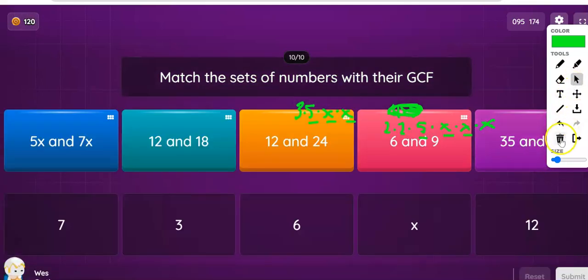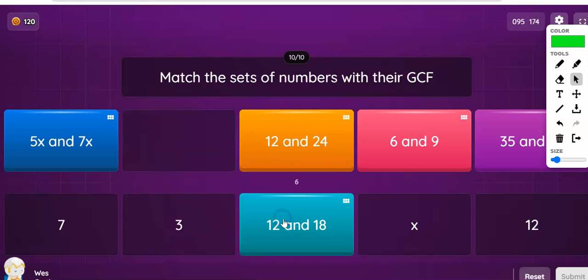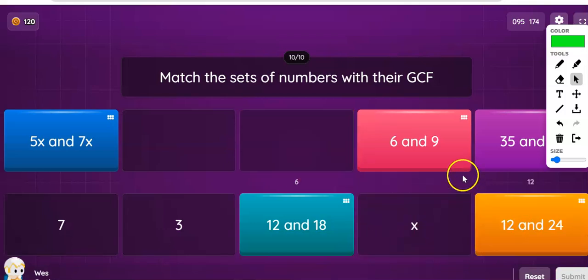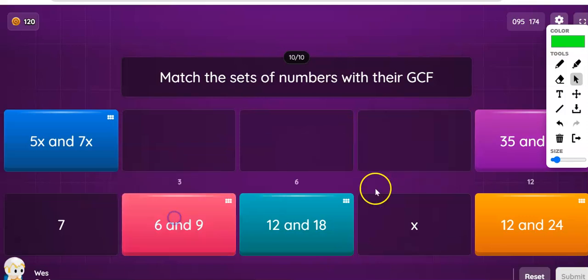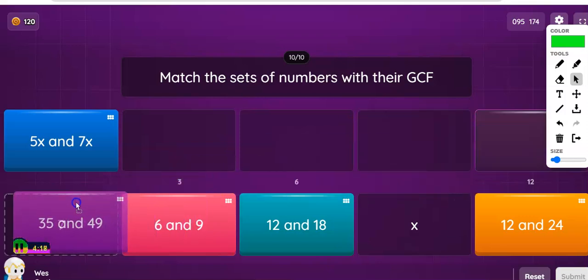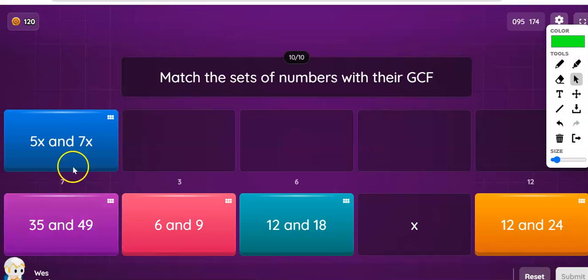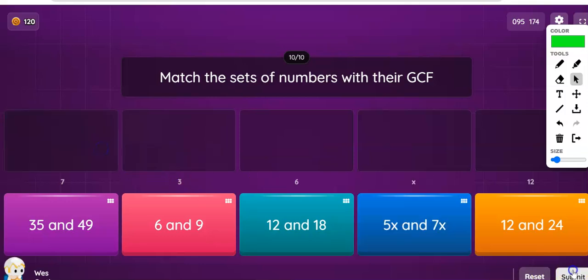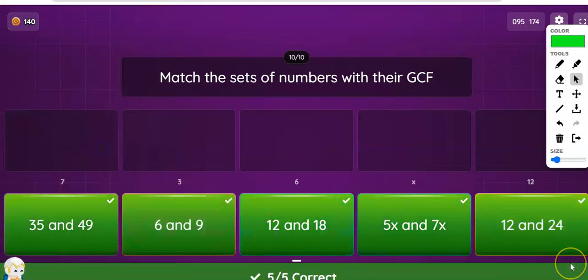Match the sets with their GCF. 12 and 18 are both divisible by 6. That's their greatest common factor. 12 and 24 are both divisible by 12. 6 and 9 are both divisible by 3. 35 and 49 are both divisible by 7. Oops, I said 28, but that's 35 and 49. Still both divisible by 7. And 5x and 7x are both divisible by x. That's what they have in common, x.